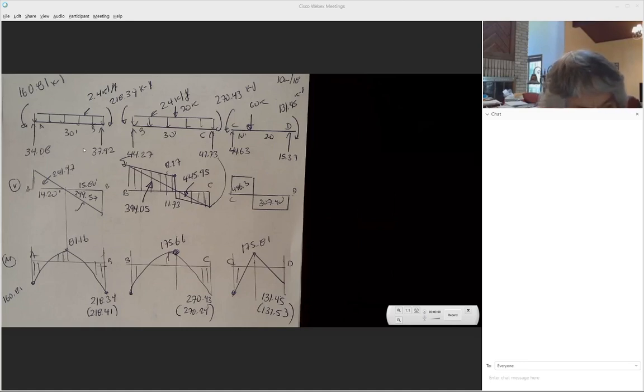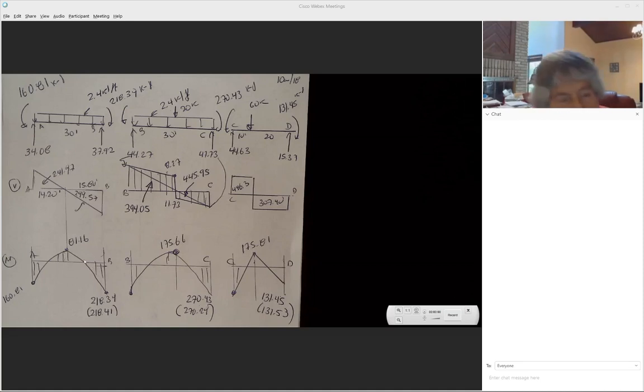And after you have found these reactions, which are the shear forces, we do the shear and the moment diagram. These values, 3792 and 4427, together they are the reaction at B. These values, 4773 and 4463, together they are the reaction at C. So once you get this free body, you can plot the shear and the moment diagram for all of them.